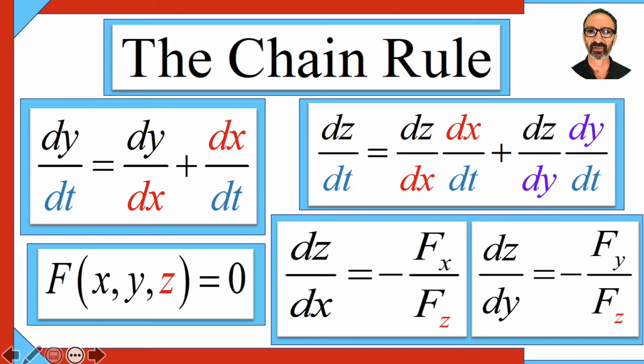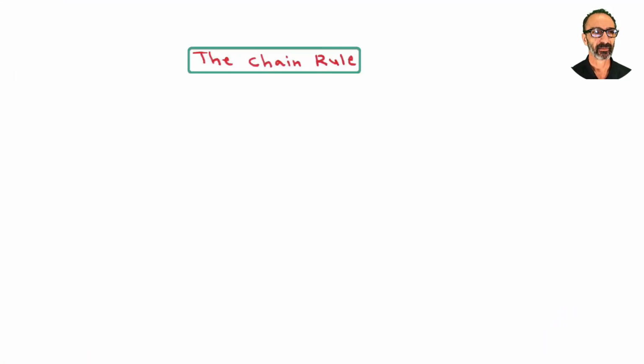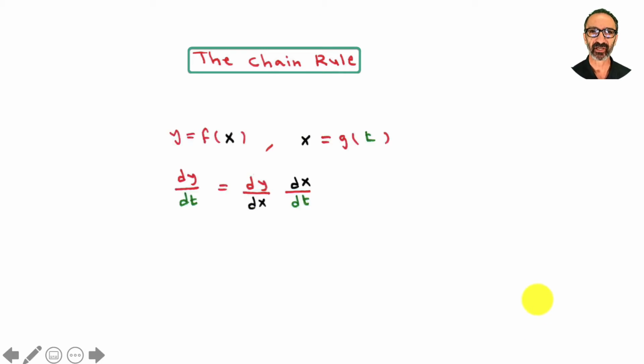Today I'm going to talk about the chain rule and its cases. The chain rule: when you have y equals f of x and x equals g of t, to go from y all the way to t, you have to go through x, as you could see right here. dy/dt equals dy/dx times dx/dt.